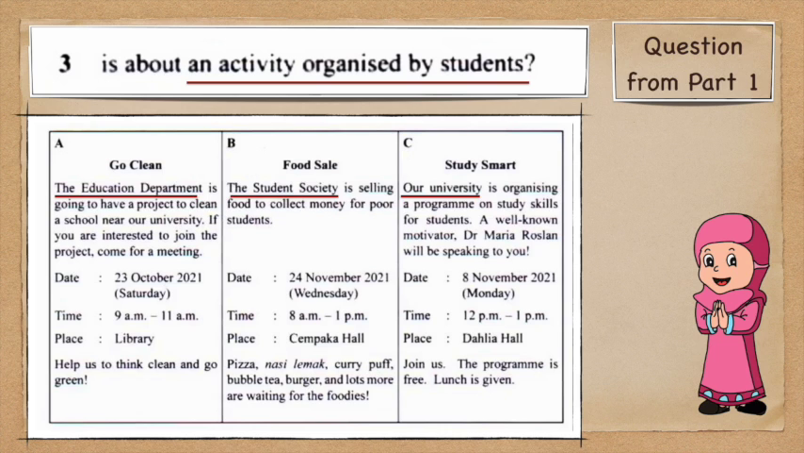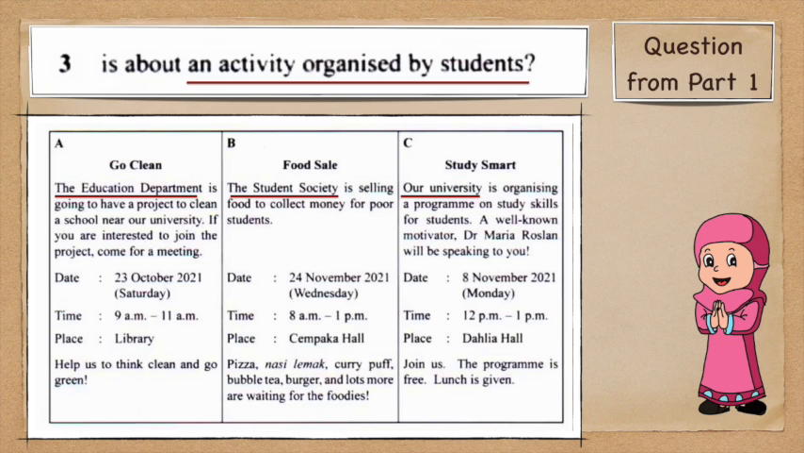Question 3. Which notice is about an activity organized by students? Now we're searching for an activity that the students organized. So if you go to notice A, the Go Clean activity is organized by the education department. The education department consists of lecturers and staff, right? So students are not involved in this.